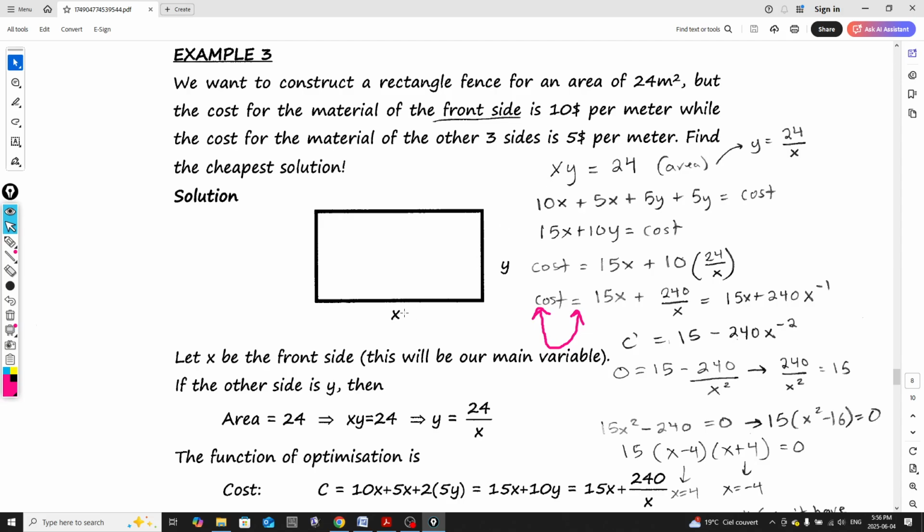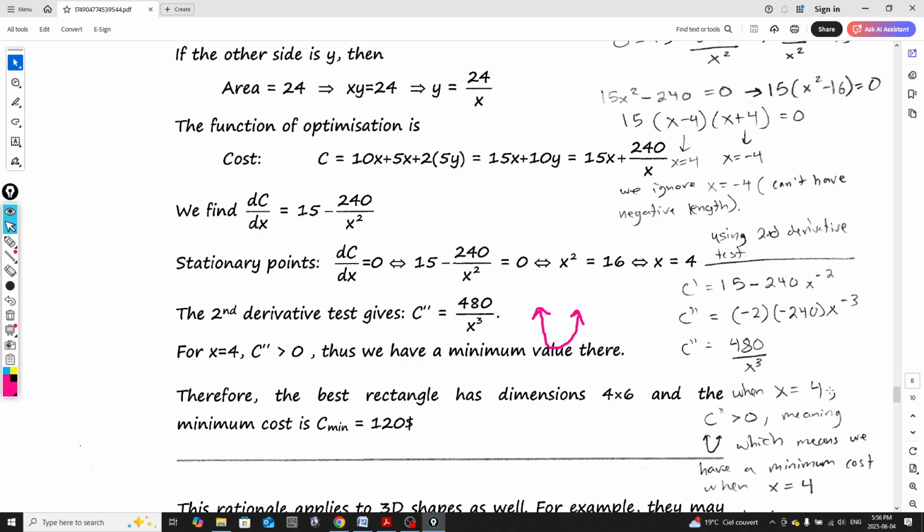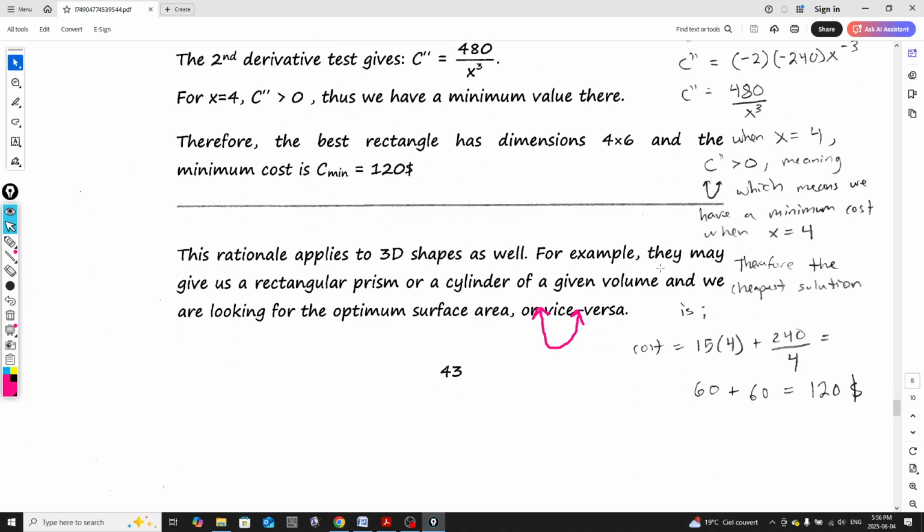So what would be the cheapest cost? The cheapest cost here is obtained when x equals, sorry, what was it? Yes, when x equals 4 and when y equals 6. So you're going to just plug that into your cost formula. 15 times 4 is 60, plus 10 times 6 is 60, so that comes out to 120. So actually your cheapest solution is going to be 120. So there you go.